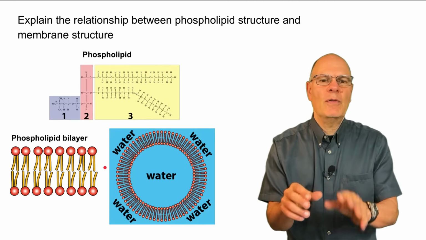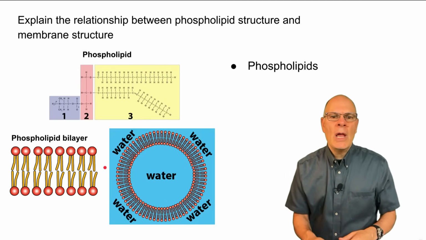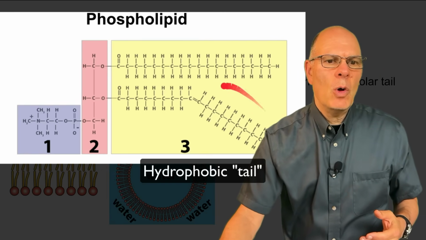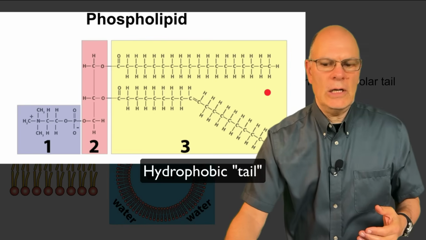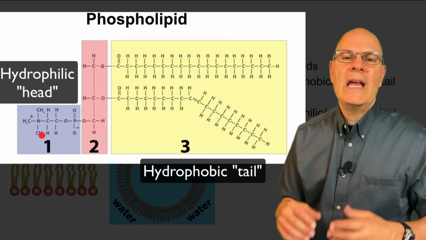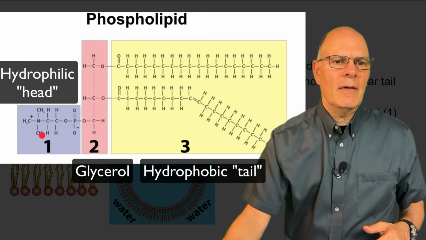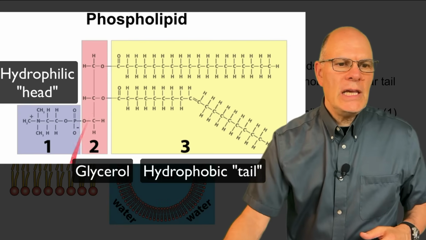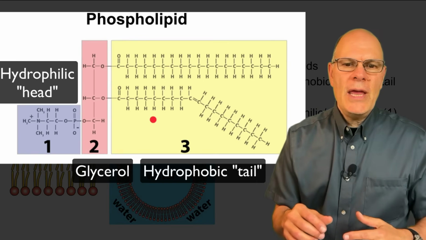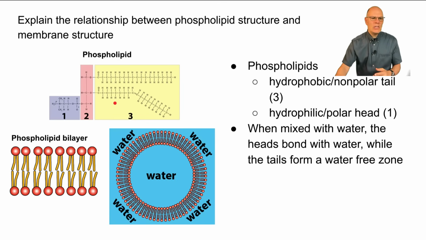So what's the relationship between phospholipid structure and membrane structure? Well, here's what you need to know. Phospholipids have a hydrophobic nonpolar tail. That's this over here. And they have a hydrophilic or polar head, and those two parts are connected by a molecule of glycerol. And the key thing is that when you mix this kind of molecule in water, they spontaneously form an orientation where the heads will interact with water and the tails will avoid water. Hydrophilic over here, hydrophobic over here.